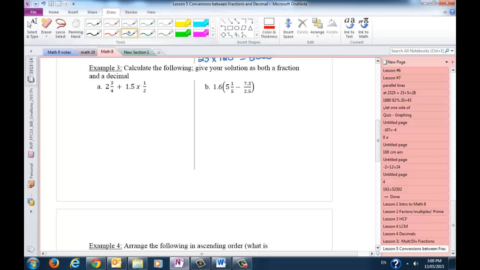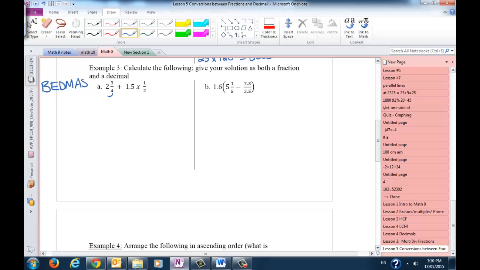For example 3, we have some algebraic expressions that include fractions and decimals. So we're going to have to follow the order of operations to simplify these. So my suggestion is to write either BEDMAS or PEMDAS or PEDMAS, whichever you use. Next, I want you to convert any decimals or mixed numbers into fractions.